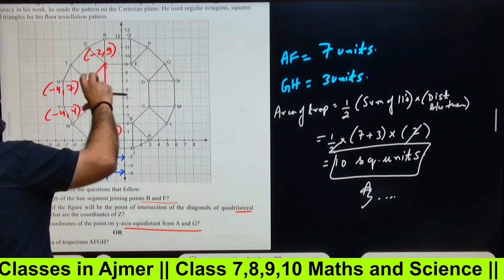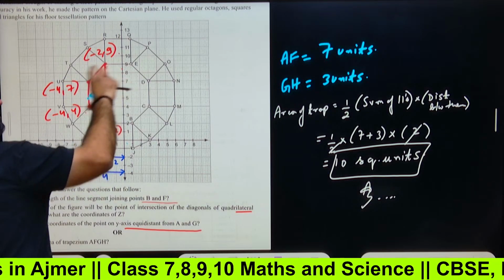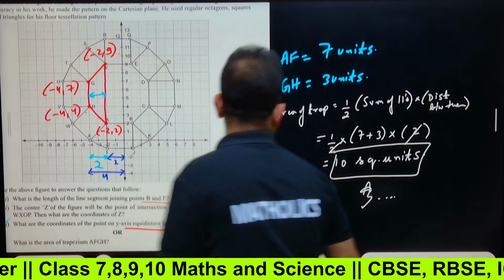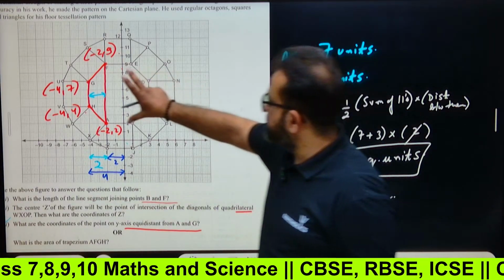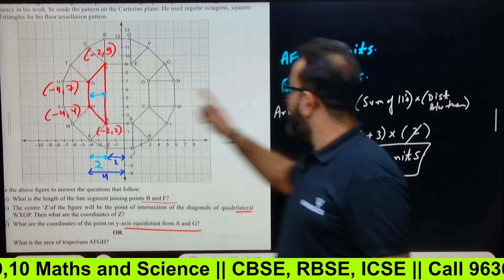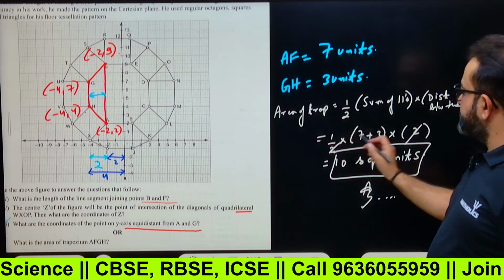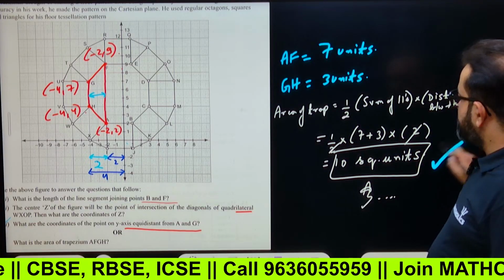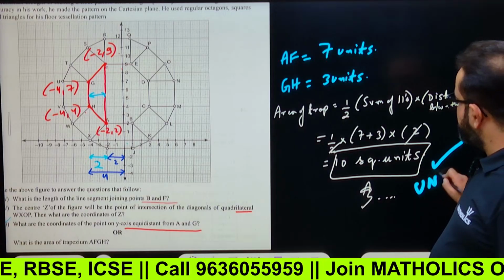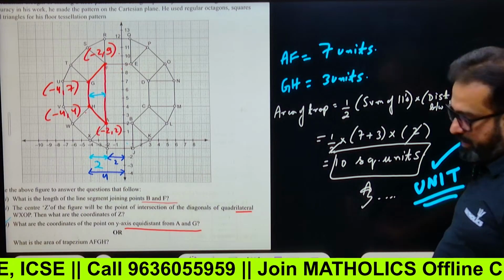So the distance is something different. This is 2, but the lengths of the parallels are 7 and 3. This is 7 units, this is 3 units. So half into 7 plus 3 into the distance between them, 2. The 2 gets cancelled, 7 and 3, 10 square units. Unit you must write, square units. Copy, and I'm waiting for you.